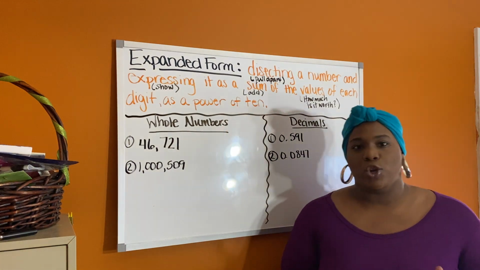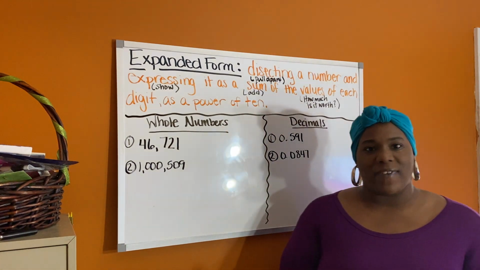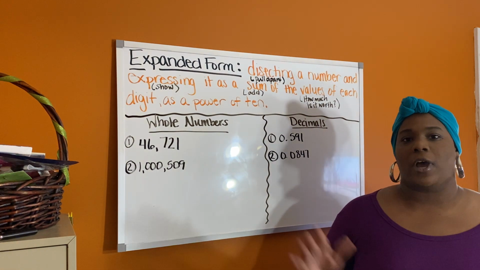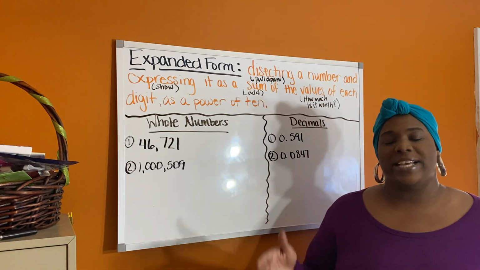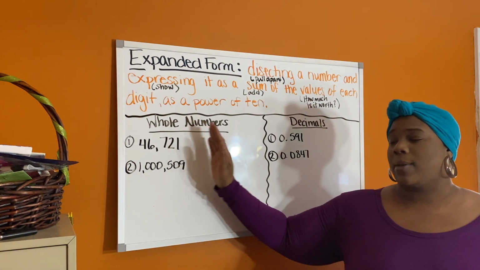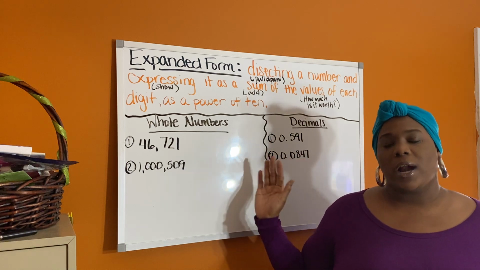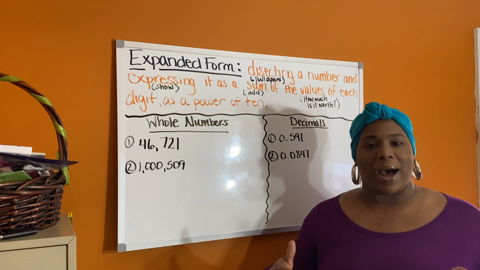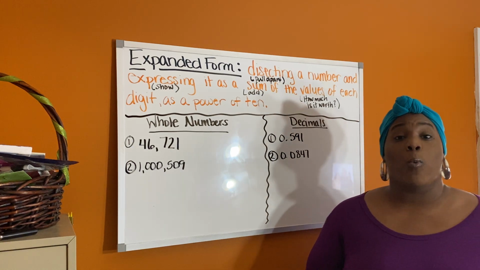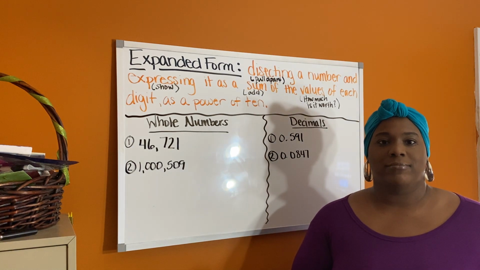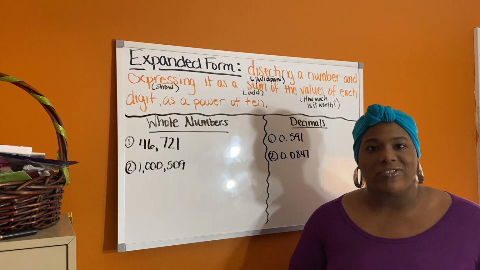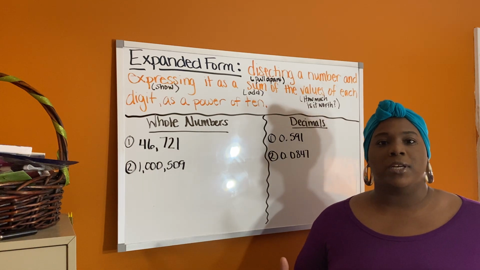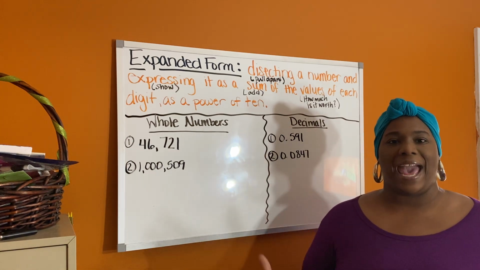So if you haven't noticed, when we were talking about place value last week, no matter if you're talking about place value for whole numbers, to the left of the decimal, or place values for decimals, to the right of the decimal, regardless of which you're referring to, all of them are a power of 10. So think about it. Whole numbers, we have ones. That's a power of 10. Tens, hundreds, thousands, 10,000s. All of those are powers of 10.